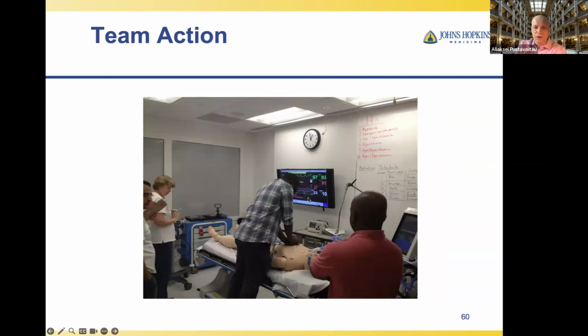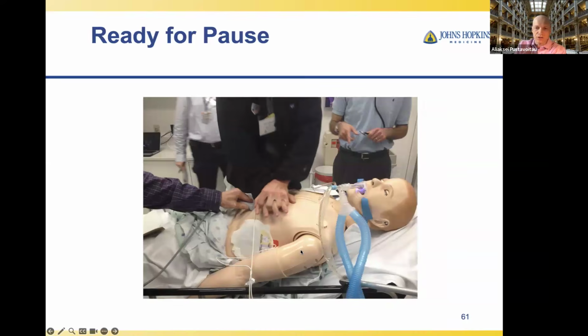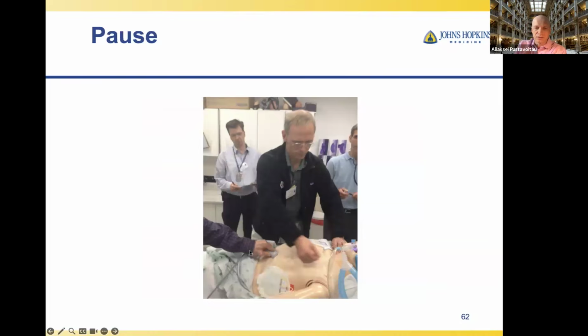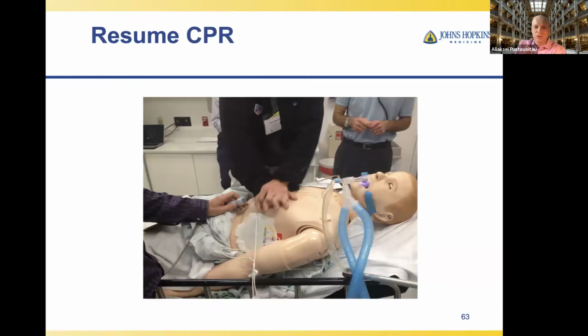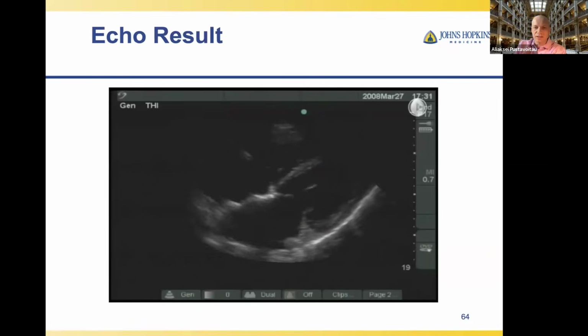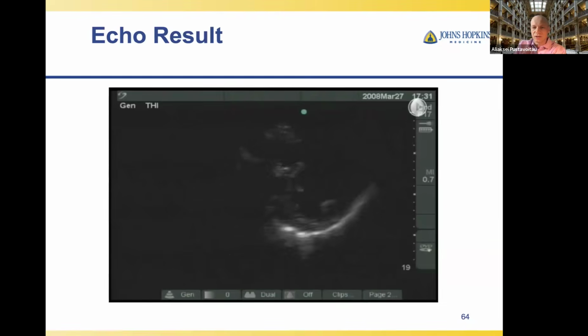And you can see on the screen, there is a PEA arrest. Someone is doing chest compressions. And this is getting ready for the pause. The team leader says, hey, get ready for the pause. The probe is on the chest. You can see the Zoll pads. Patient is ventilated. Checking for pulse, checking for ultrasound, resuming compressions after 10 seconds. That's what you see on the screen initially.